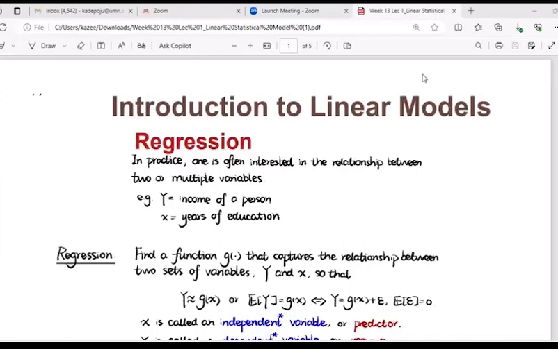We call it a linear statistical model. Okay, so let's get started.